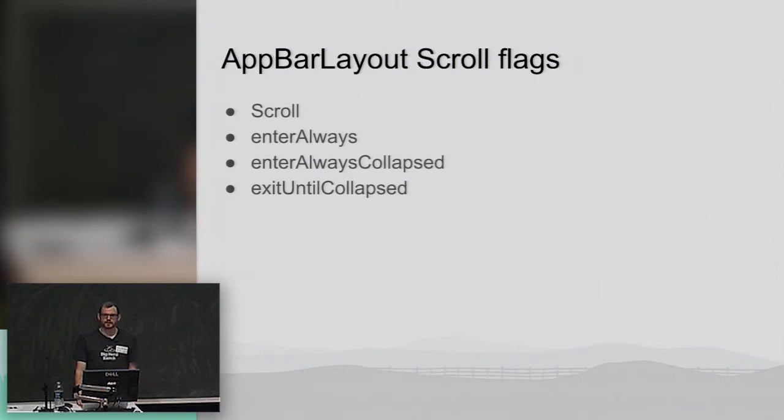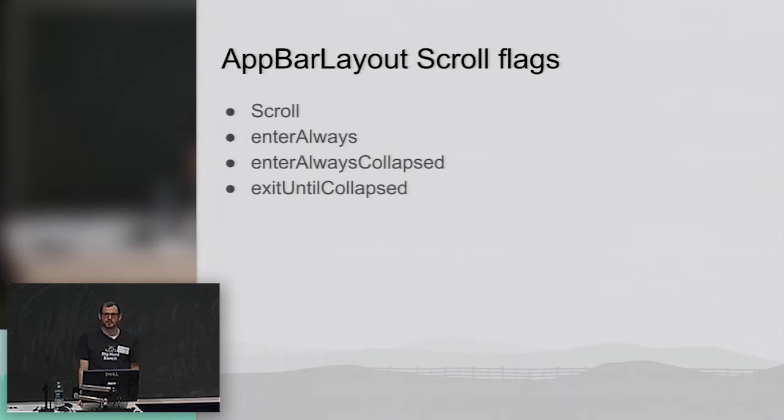There are a bunch of scroll flags that you can use. There are these other two as well that I'm not showing, enterAlwaysCollapsed and exitUntilCollapsed. These scroll flags are useful if you have a toolbar that has a large size and you want it to shrink down as the user scrolls. You see this a lot in Android and in the material design spec. You can use these two flags to allow that toolbar to shrink to a minimum size and scroll off the screen. And also when you scroll back up, it can come back in at the small size. So those two flags allow that behavior.